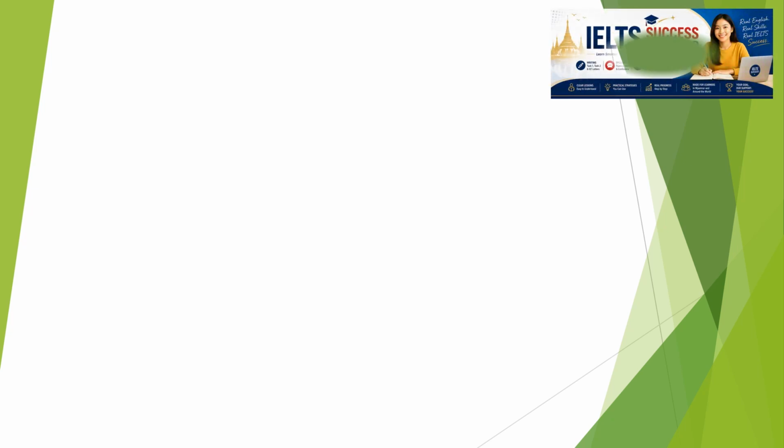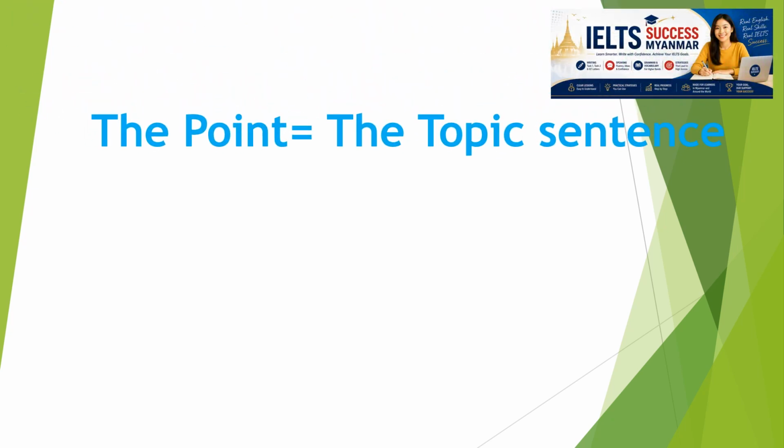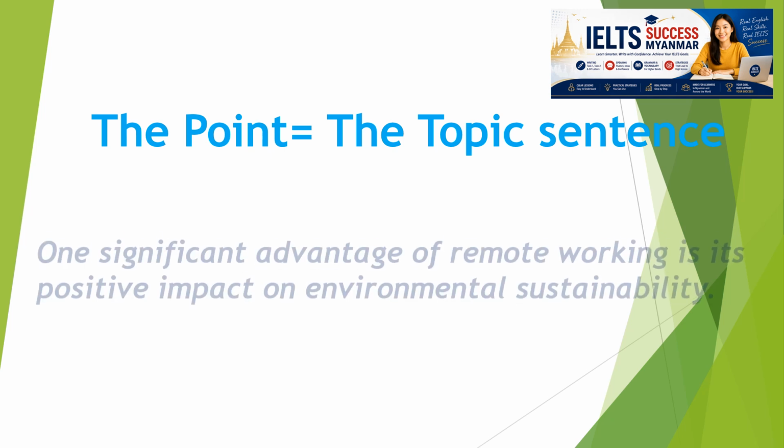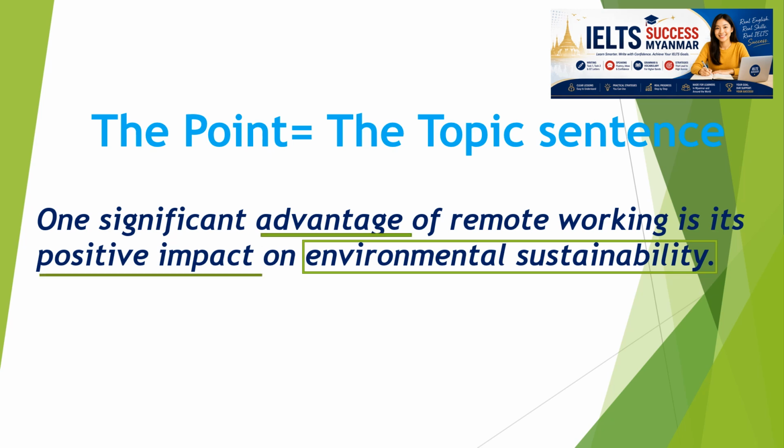Let's start with the first step, the point. This is your topic sentence. Its job is simple. Tell the reader what this paragraph is going to be about. Take a look at this sentence. What is the topic? Is it environmental sustainability? Is it advantage? Or positive impact? Or is it remote working?